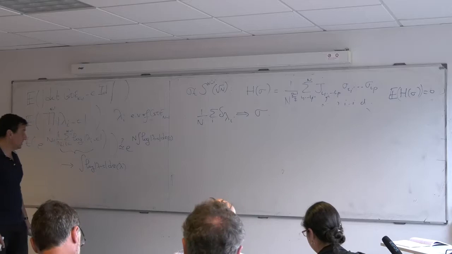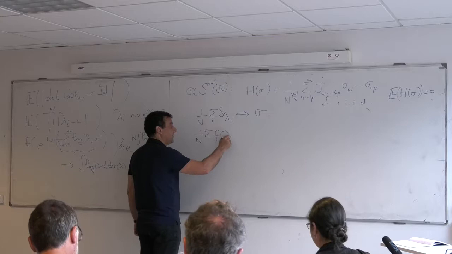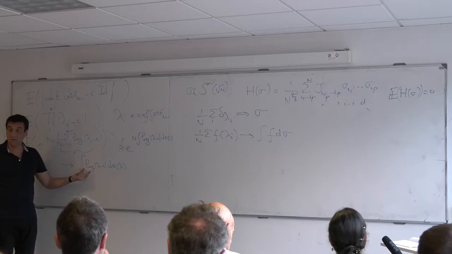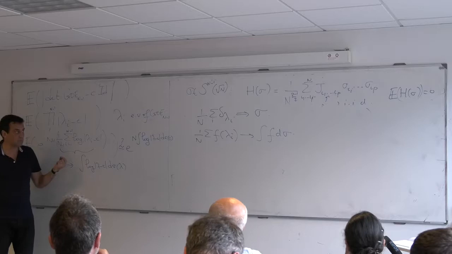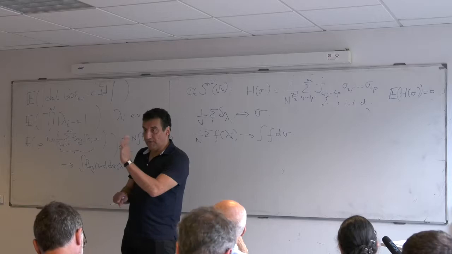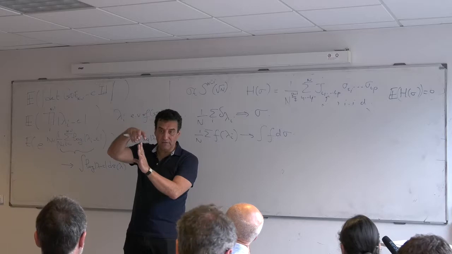So of course that means that if you integrate this against a decent function f, this will converge to the integral of f d sigma, which is what I did here. Except that the function here is not decent, it's the log. So the log has a singularity that you have to tame. How could this singularity play a role? Well, in this Gaussian case it won't, but you have a fixed C, which depends on your value V, and then you look at the cloud of eigenvalues around it.